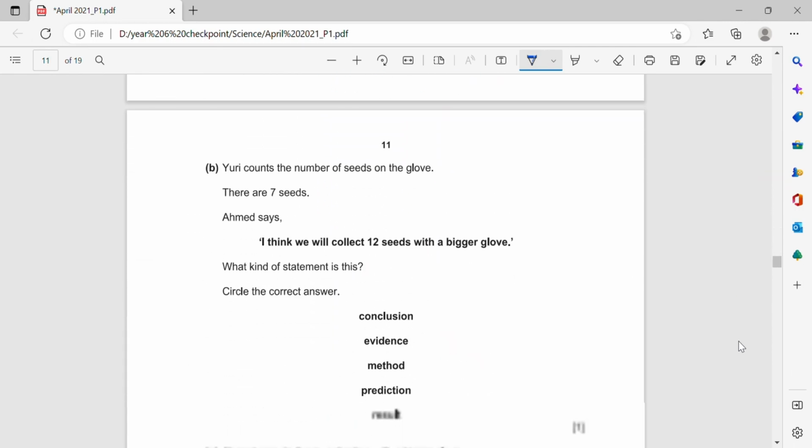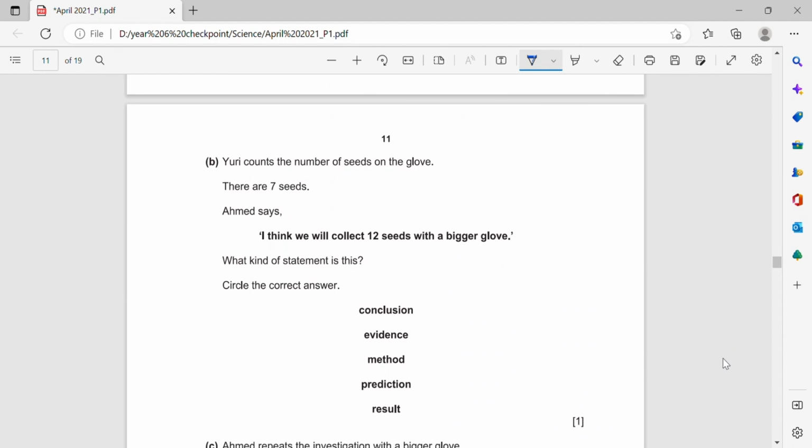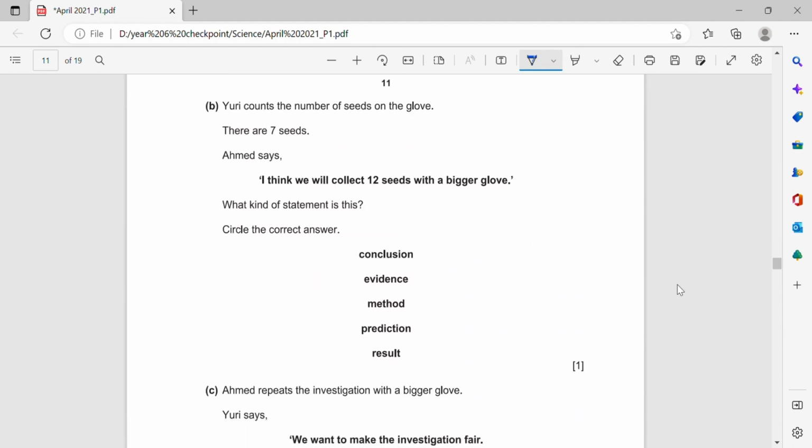Okay. Ahmed says, I think we will collect 12 seeds with a bigger glove. This is the sentence that he said. What kind of statement is this? We said before that at the beginning of an investigation you make what? Great, you make a prediction. It might be right or it might be wrong. After you get your results and conclusion, you see if your prediction is correct.